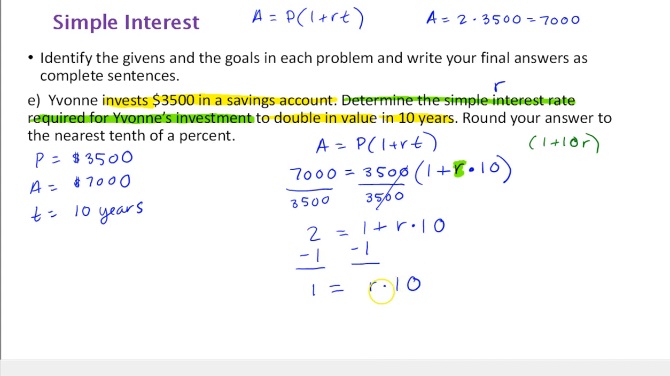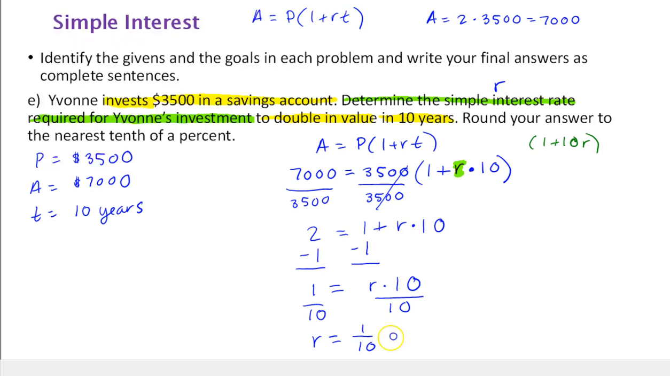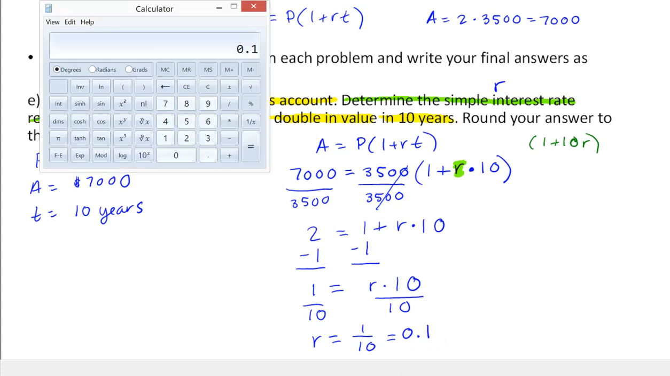And finally, to get R by itself, this is multiplied by 10. We're going to divide both sides by 10. So R equals 1/10. Okay. And we want to write this first as a decimal, which maybe you know, but we'll just divide it anyway. 1 divided by 10, that's 1/10 or 0.1. Okay. And we're asked to round it to the nearest tenth of a percent. This is the decimal version. There won't be much rounding, but we need to multiply by 100.